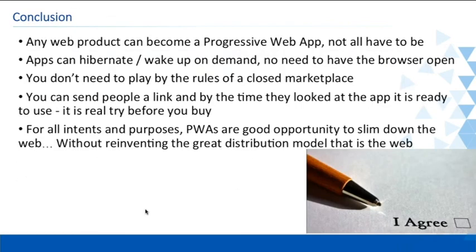Okay. So again, coming to a bit of conclusion, any web product can become a progressive web app. They do not need to have been built in from the start. The applications can hibernate. They can wake up on demand, which is very critical. There is no need for the browser to remain open. PWA can be launched directly from push notifications. You don't need to pay by the rule of a closed market, so you don't need to publish your web app to the app store. At the same time, you can, right?